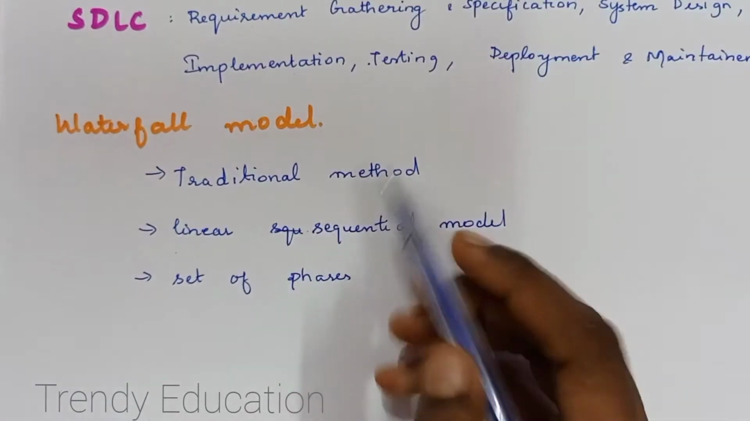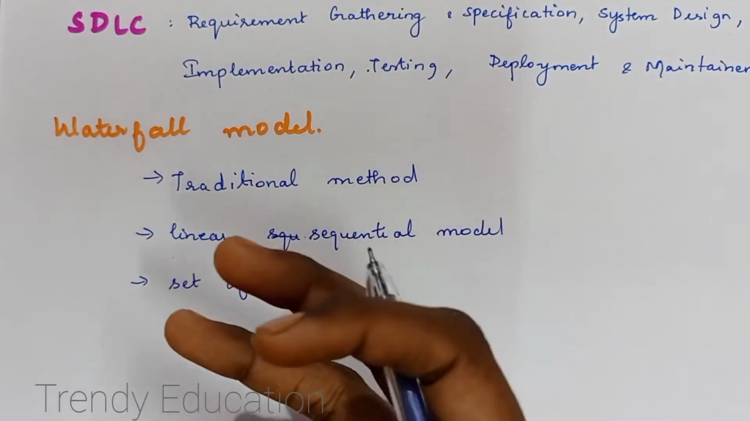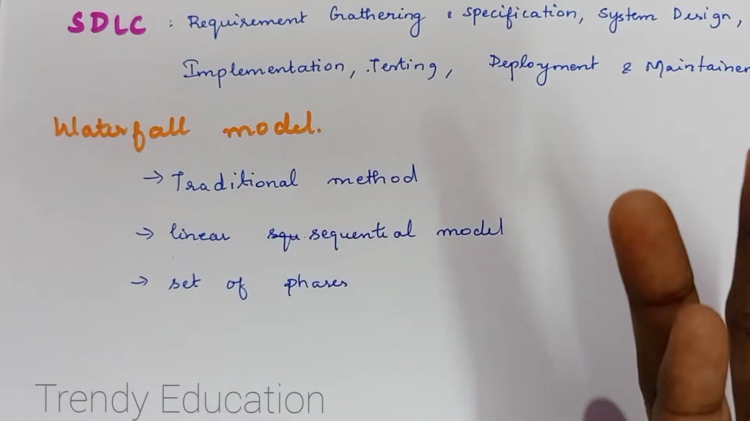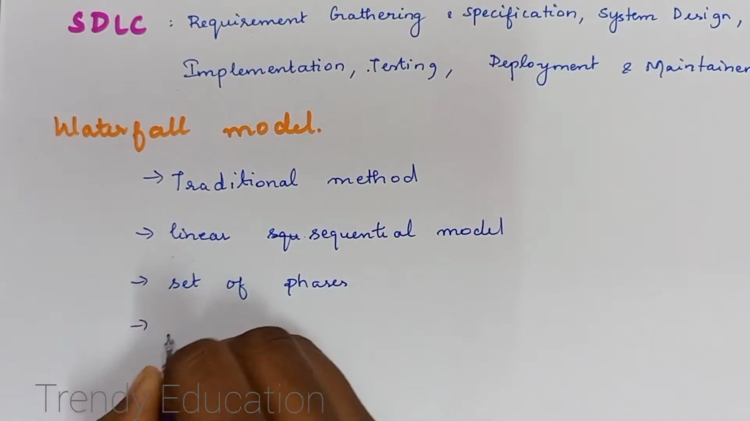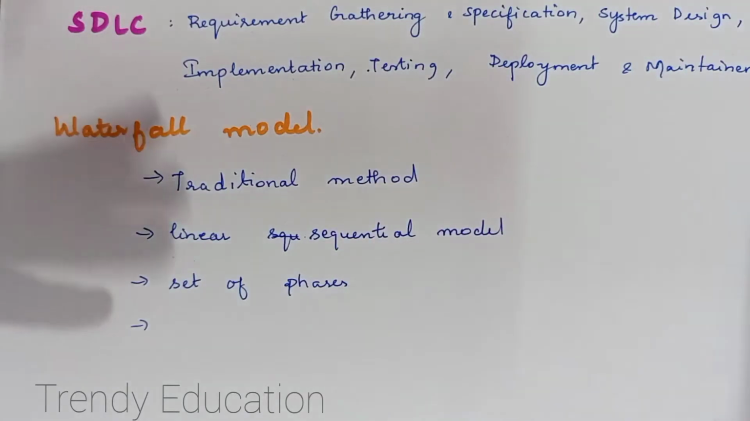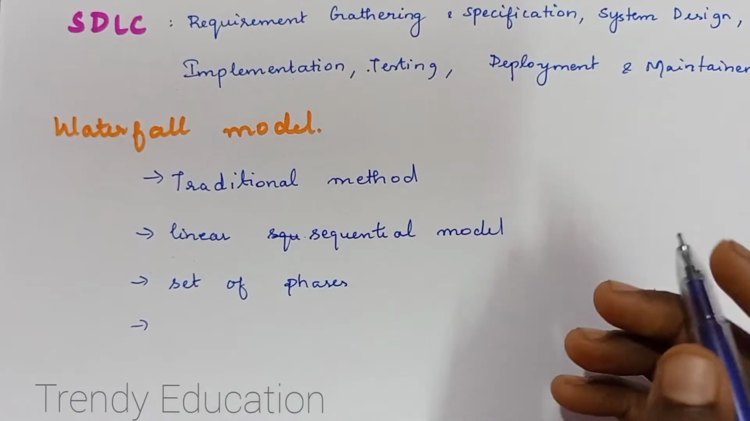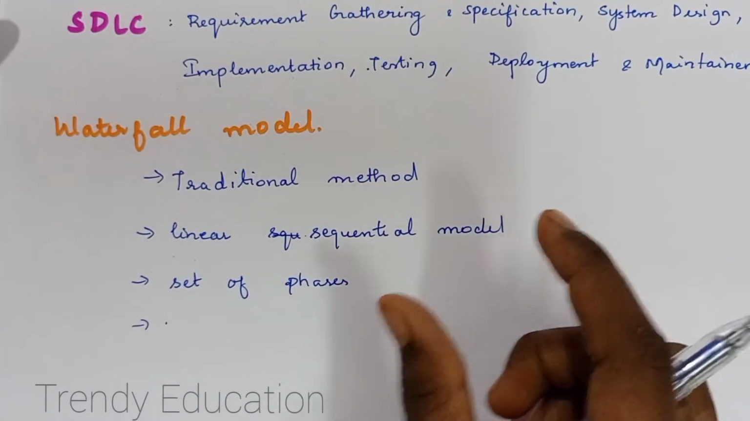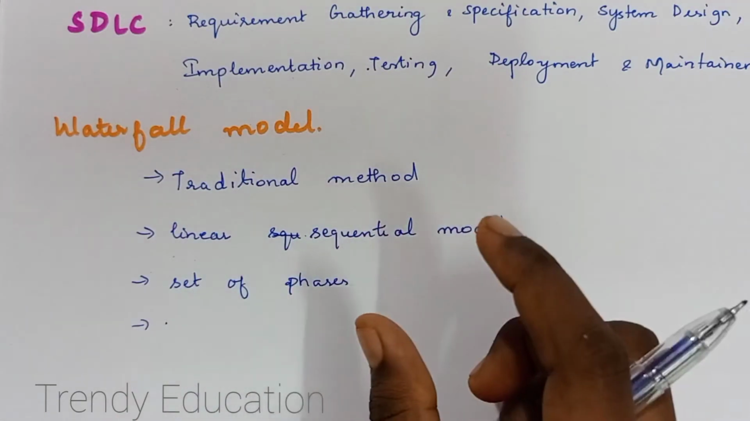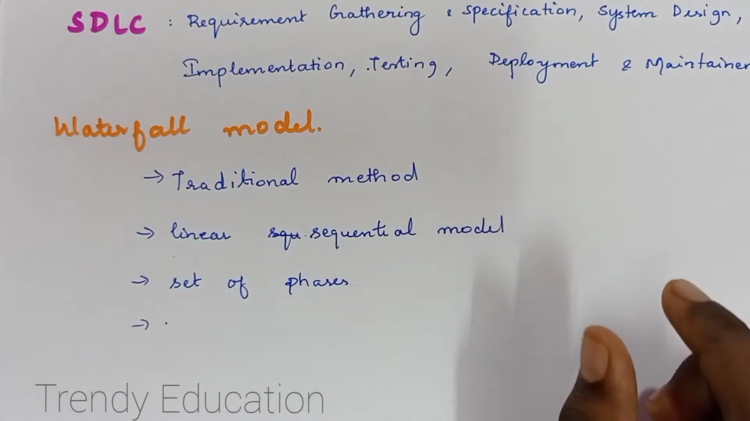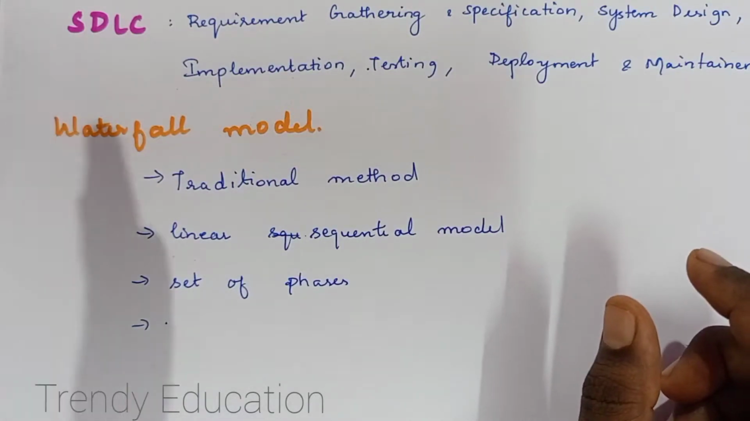Let me tell you the difference between other models and this waterfall model, because every model consists of a set of phases. The main difference here is that it moves in a straight way. Apart from that, there is something different. When the first phase finishes, the second phase starts using the output of the first phase. This is the main target of the waterfall model. When the first phase completes, it gives some output to the second phase.